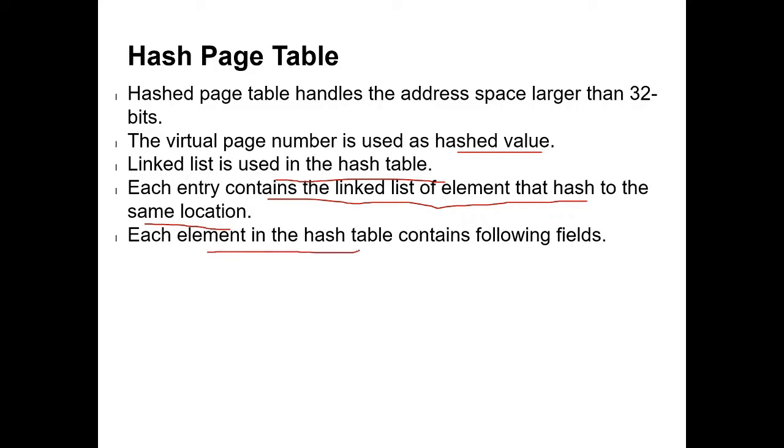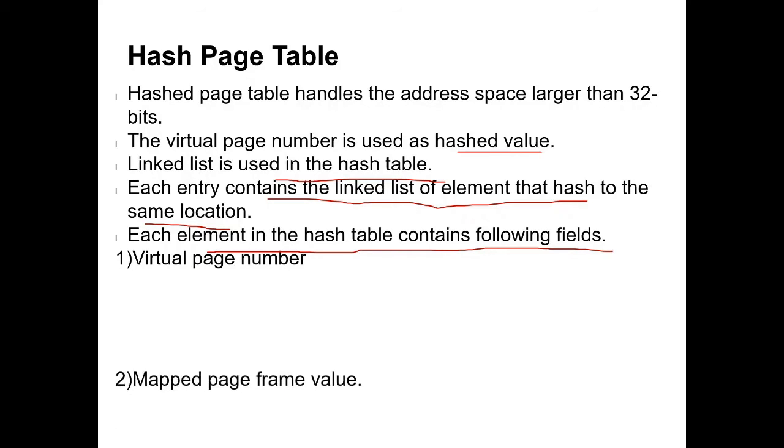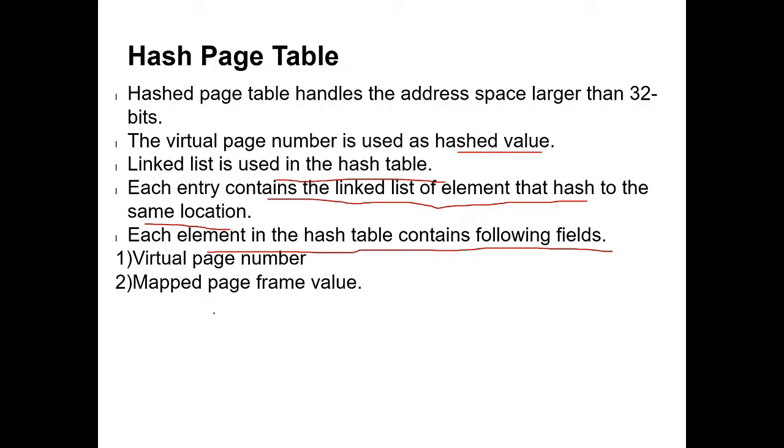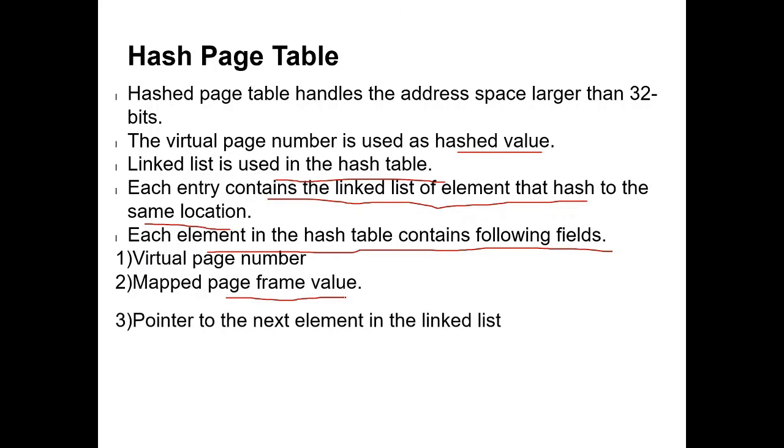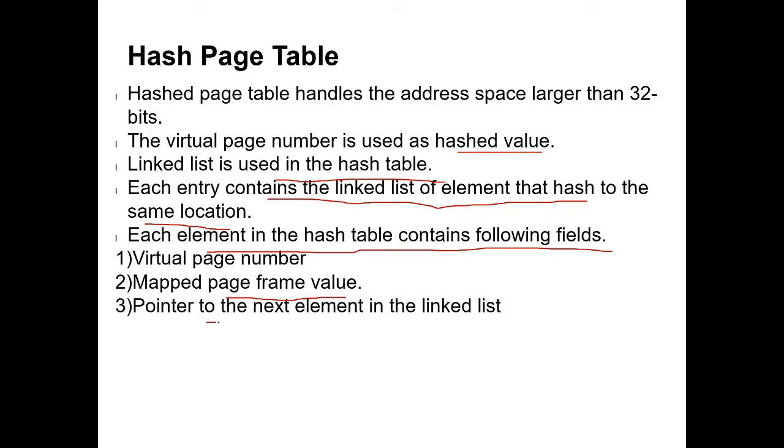Each element in the hash table contains the following fields. In the hash table you can find three entries. One is the virtual page number, the logical page number. Then the frame value, that is, in which frame that particular page is stored. And then the pointer to the next field. It is going to give the address of the next element in the linked list.